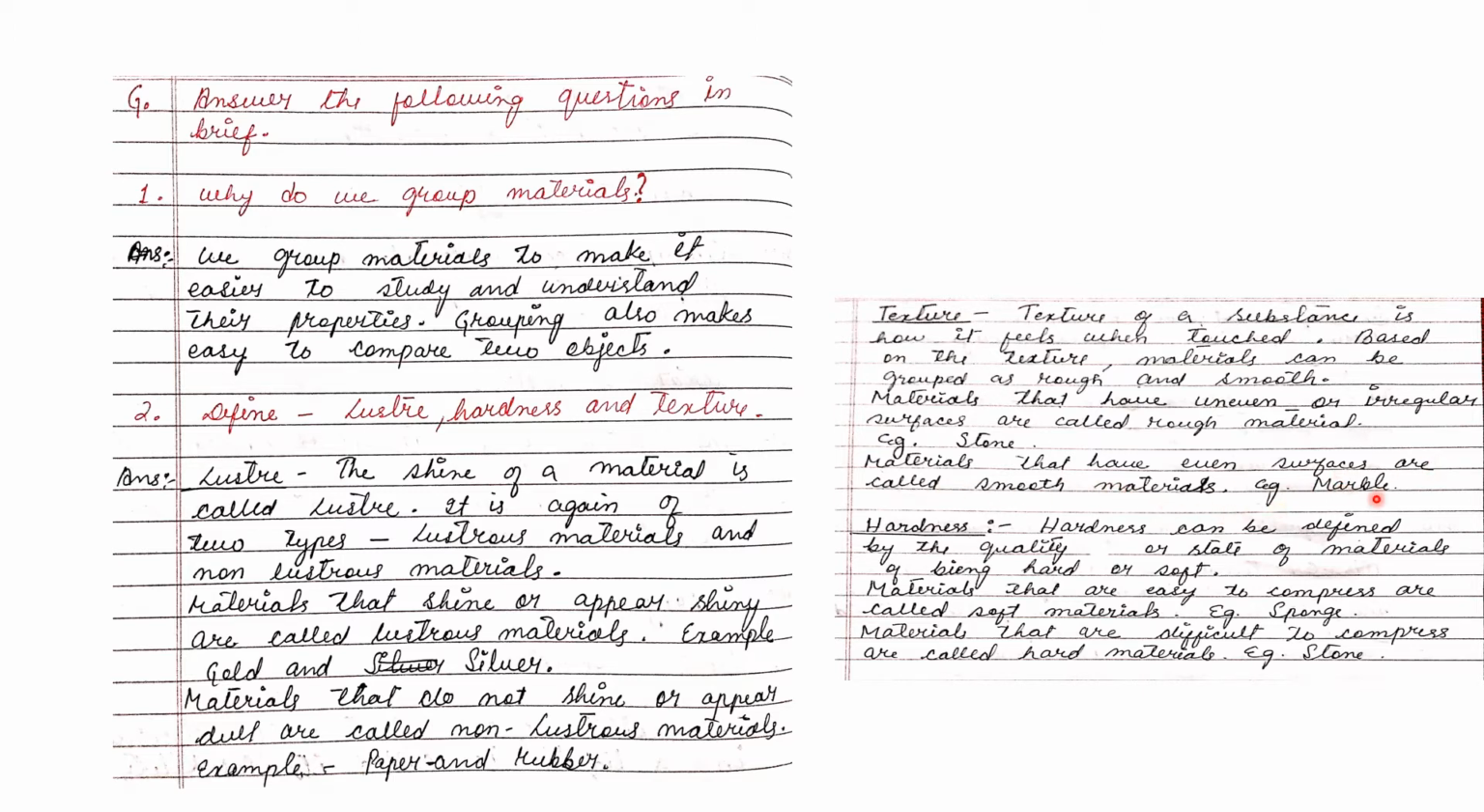Example, marble. Now we will see hardness. Hardness can be defined by the quality or state of material of being hard or soft. Materials that are easy to compress are called soft materials. Example, sponge. Materials that are difficult to compress are called hard materials. Example, stone.